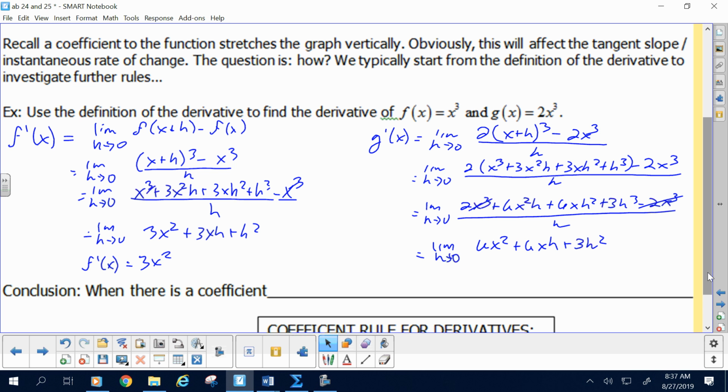So, are you getting good practice with the definition of the derivative? Here's what I will tell you from experience: on Friday, some of you, maybe one or two of you, will have a definition of the derivative problem. And now you have the product rule to check your work. You know what it's supposed to come out to: 3x squared.